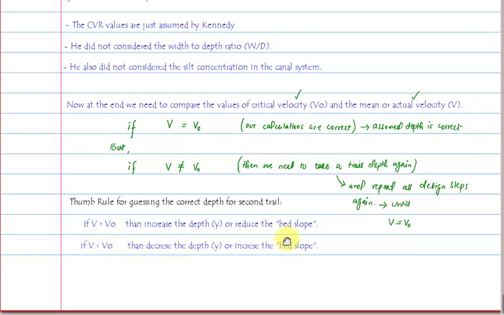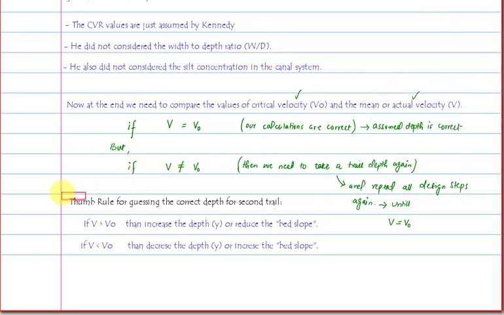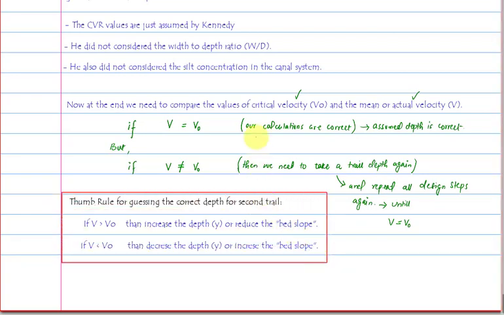This will help us to decrease the number of trials. Otherwise it can go up to 5 trials or 10 trials. So repeating the same design steps 5 to 10 times is actually very lengthy and a headache. So we need to remember these thumb rules. So let's highlight these important points with red color. These are thumb rules you need to remember.